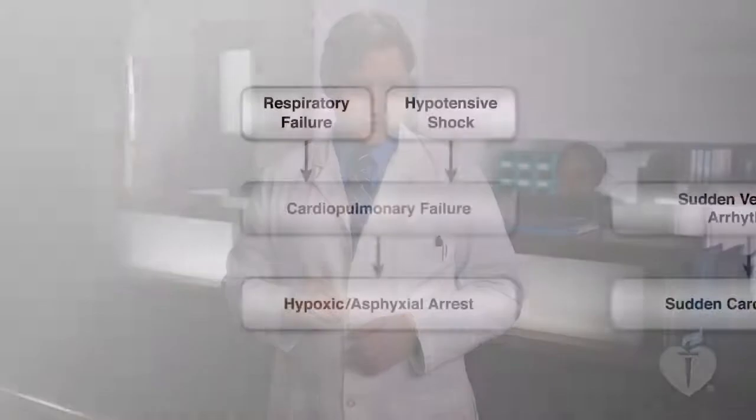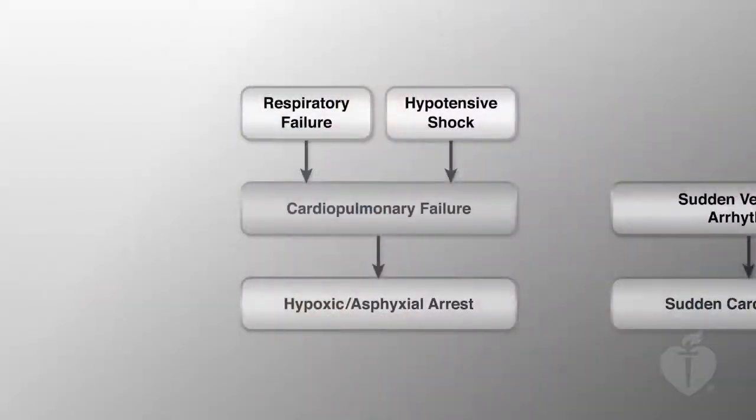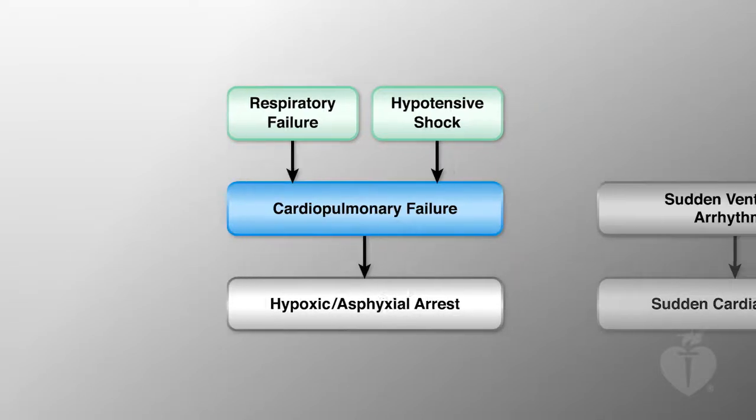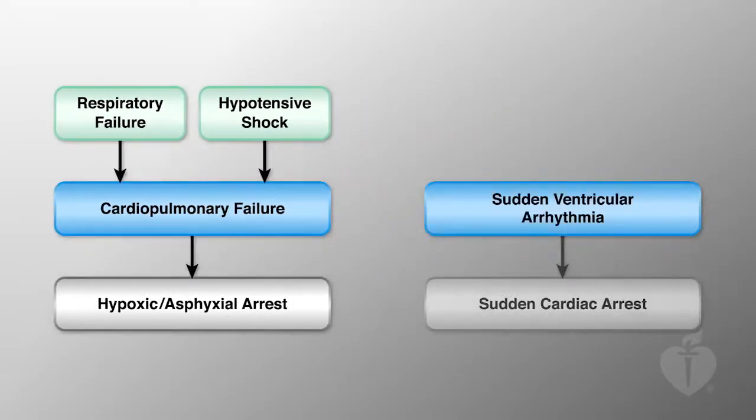There are two general pathways that children take to develop cardiac arrest. The most common pathway for children is primarily due to the progression of respiratory failure or hypotensive shock. Either of these will progress to cardiac arrest if unrecognized, untreated, or unresponsive to medical therapies. The other pathway is sudden ventricular arrhythmias leading to acute cardiac arrest. Unlike in adults, this pathway is very uncommon in children. It is far more likely for children to have cardiac arrest due to progressive respiratory failure or hypotensive shock.